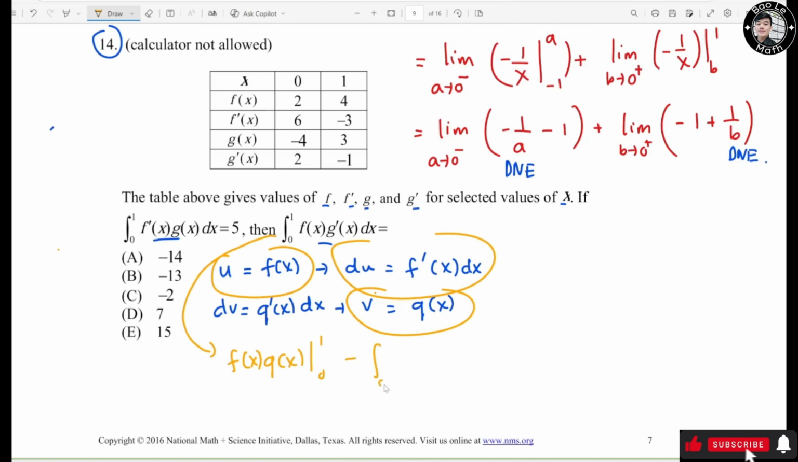So it can be written as the integral from 0 to 1 of f prime of s times g of s ds, right? Now we need to substitute 1 for s. So we have f of 1 times g of 1 minus f of 0 times g of 0. Here, this is 5, so subtract 5. f of 1 is going to be 4, g of 1 is going to be 3, so 4 times 3 equals 12. Subtract f of 0, which is 2, times g of 0, which is negative 4, so it becomes plus 8 minus 5, which is 15. The answer must be E.